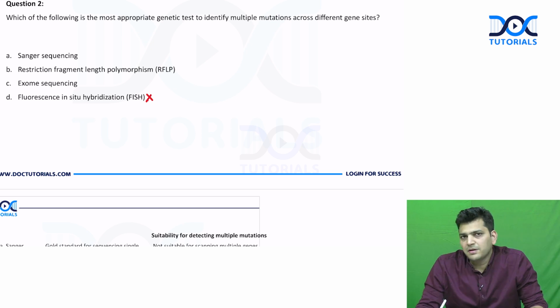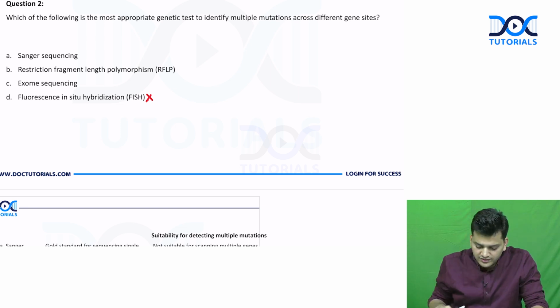Exome sequencing is perfect to find multiple mutations at the same time. Sanger sequencing can also identify mutations, but the point is to find multiple mutations at the same time. Among Sanger and exome sequencing, obviously exome sequencing is the next generation one, so we should go with exome sequencing. So here is the table.